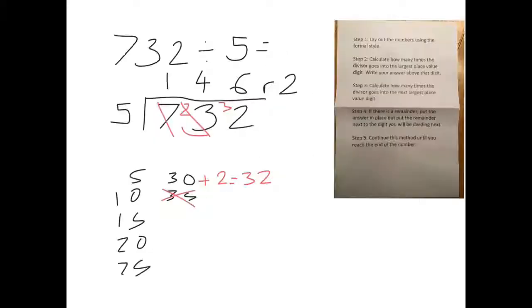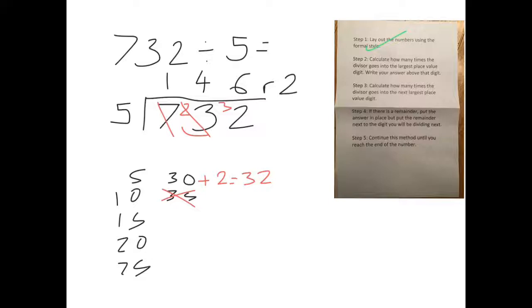So, going back to what we originally had, here's our working out. Let's just check against our steps to success whether we've managed to do all of these. So, step 1, lay out the numbers using the formal style, which we have. It's in the bus stop method. The dividend is on the inside, and the divisor is the number on the outside.